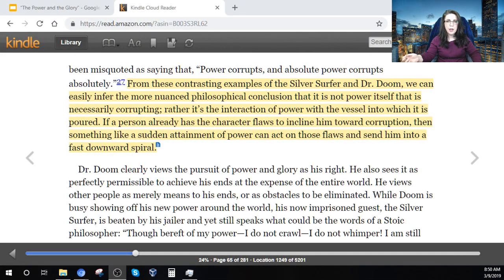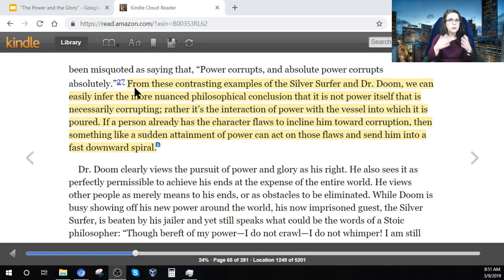Now that the authors have corrected the misuse of Lord Acton's quote and showed you the correct quote, they apply the philosophy and the sources back to the Silver Surfer and Dr. Doom. So if we look here on the screen, we can see from these contrasting examples of the Silver Surfer and Dr. Doom, we can easily infer the more nuanced philosophical conclusion that it is not power itself that is necessarily corrupting. Rather, it's the interaction of power with the vessel into which it is poured. If a person already has the character flaws to incline him toward corruption, then something like a sudden attainment of power can act on those flaws and send him into a fast downward spiral.